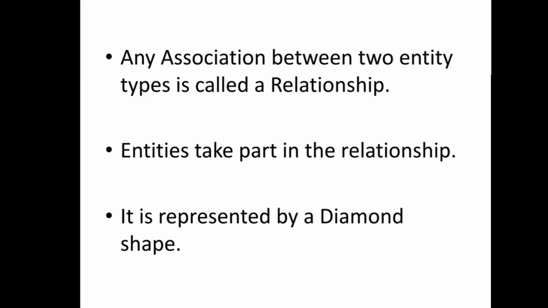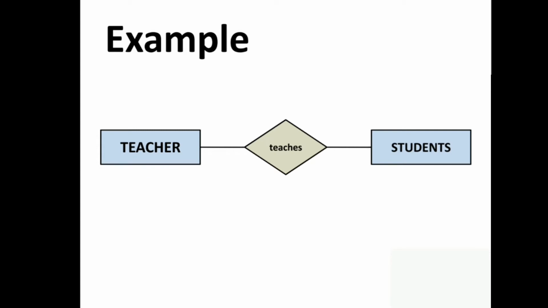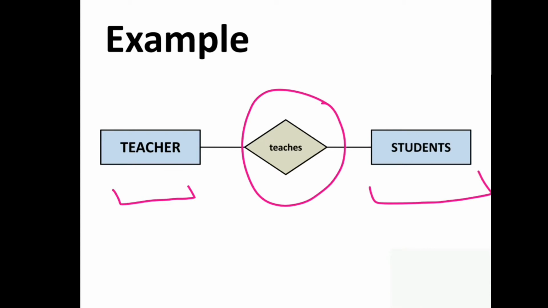So any association between two entity types is called a relationship, and the relationship between two entity sets is represented by a diamond shape. For example, a teacher teaches students. So here teaches is a relationship between the teacher entity and the student entity, right?